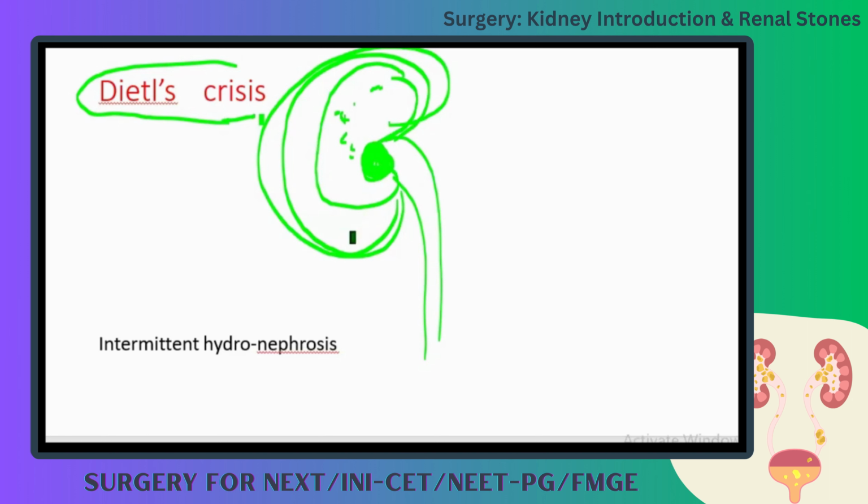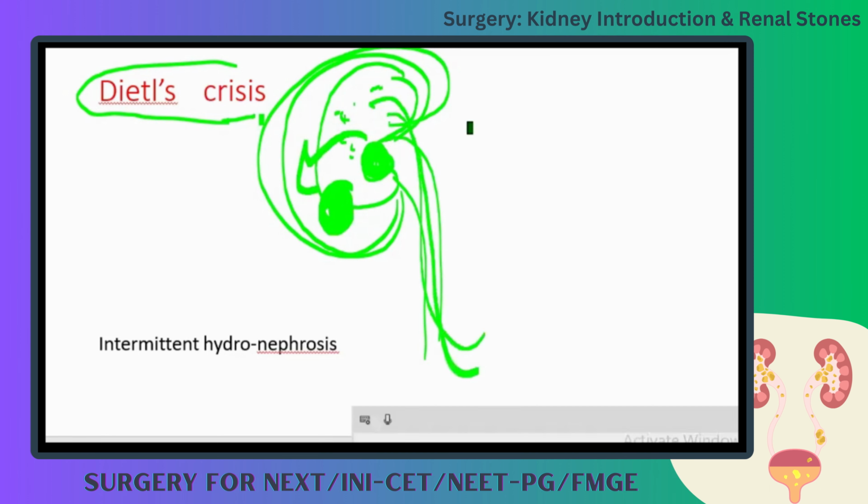The stone will get dislodged. Because of the accumulating pressure here, the stone will get dislodged. It will move. In the kidney, there is a lot of space. Then what will happen? The patient will pass a lot of urine. The swelling will decrease. The pain will decrease. This entire concept is known as Dietl's crisis.